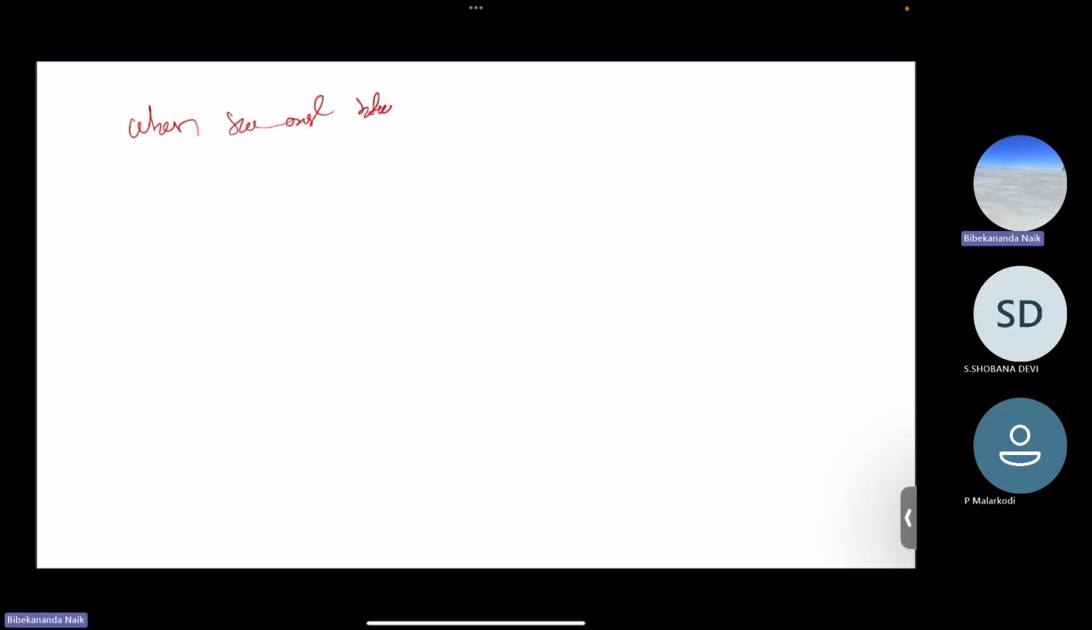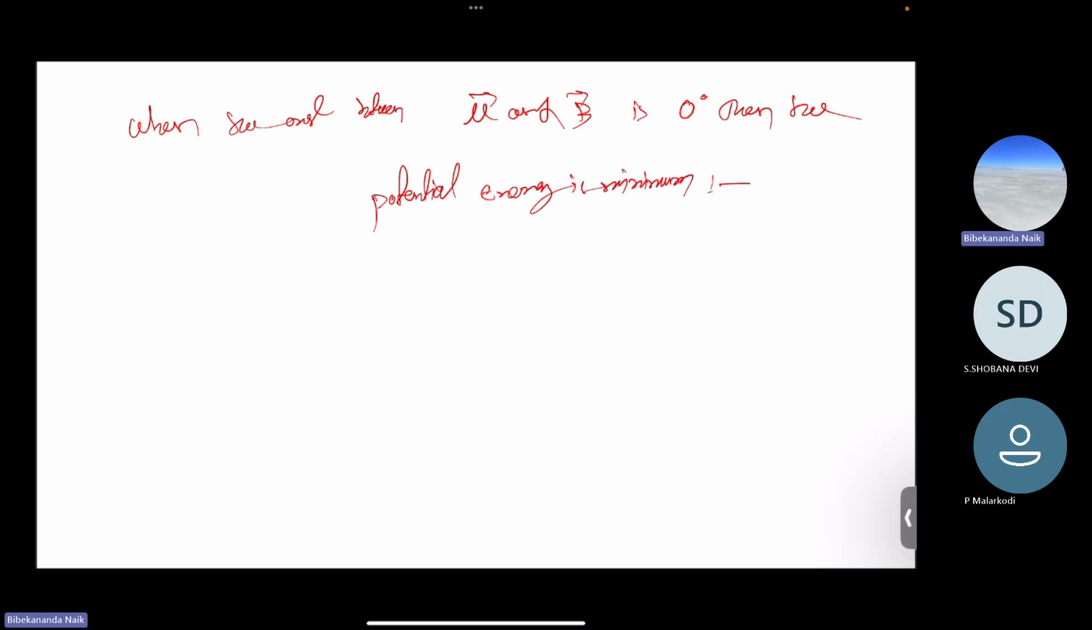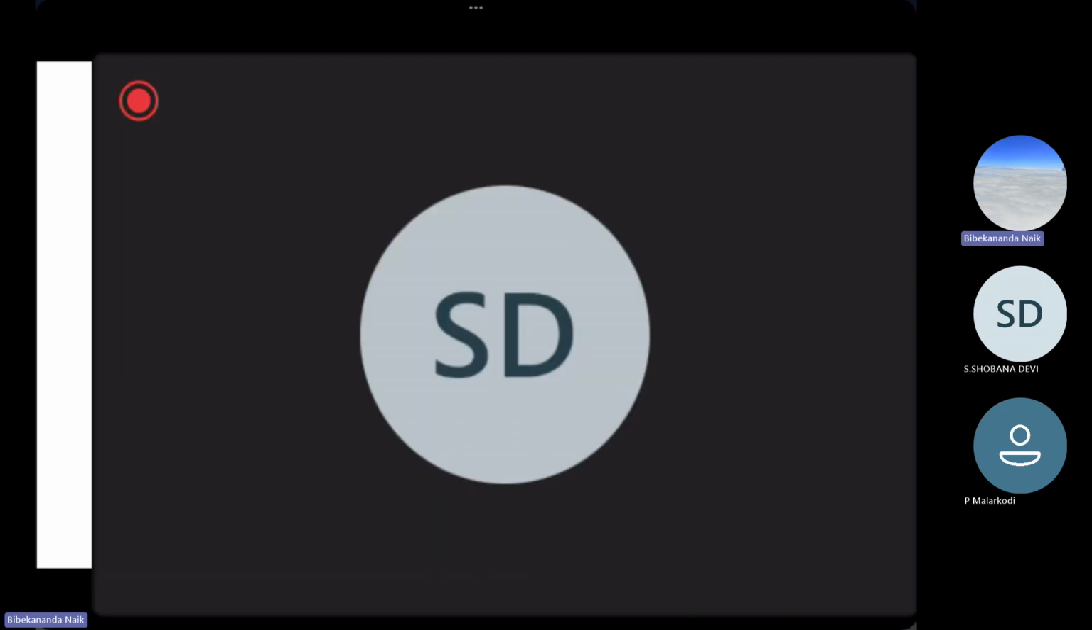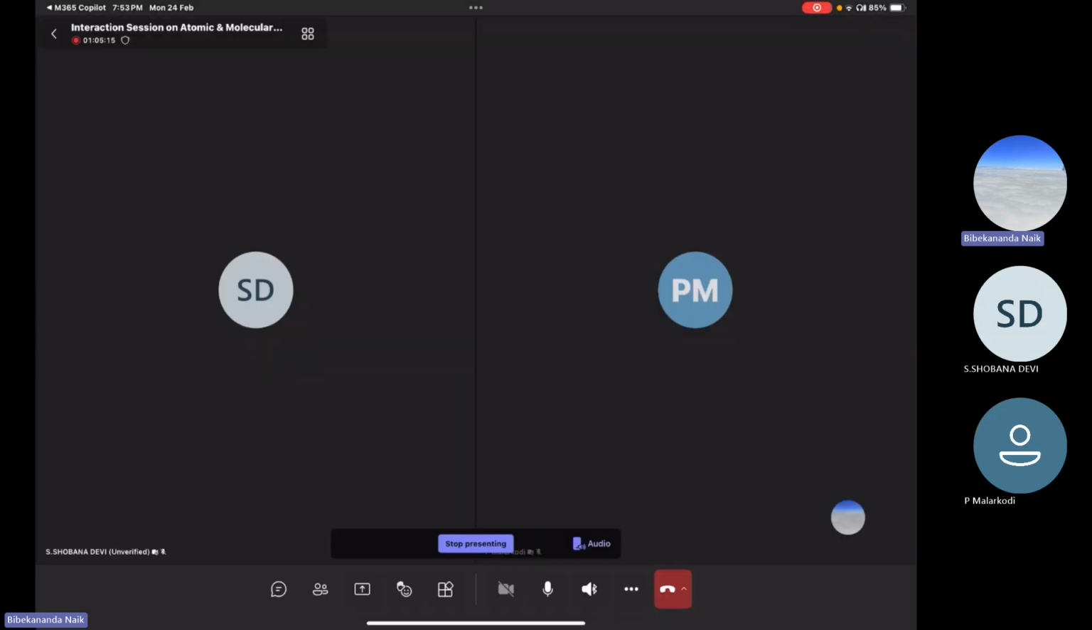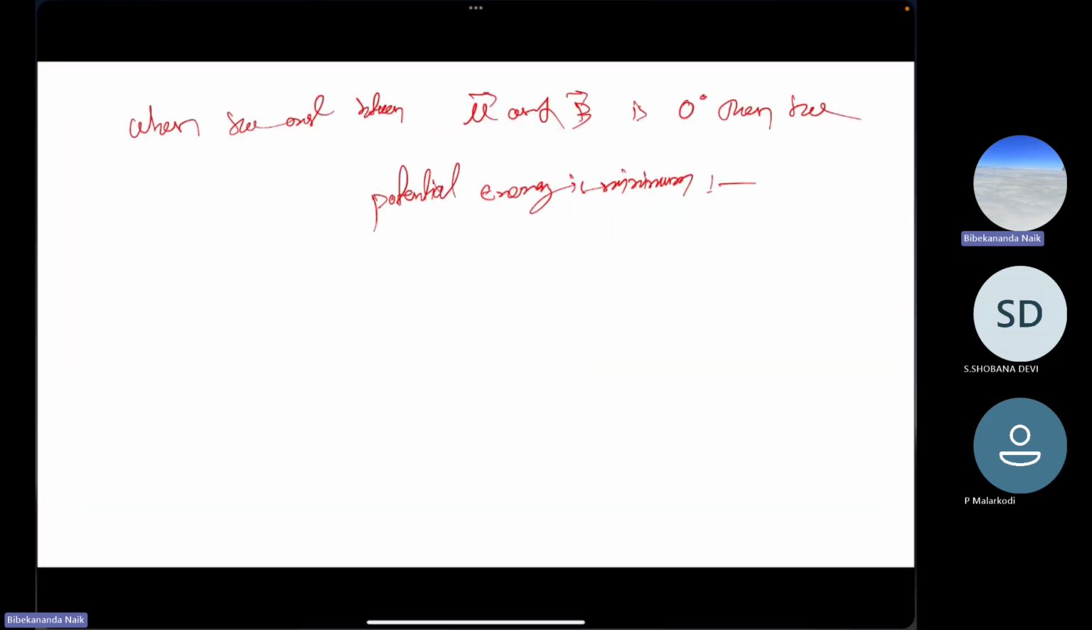So when the angle between mu vector and B vector is 0 degree, the potential energy is minimum. Can anyone tell me what it basically means in the physical sense? We solved it numerically. Since it is a dot product, cos theta comes into the picture, and since the negative sign is here, cos theta should be maximum, so the minimum corresponds to theta equal to 0 degree. But can anyone explain it in the physical sense?